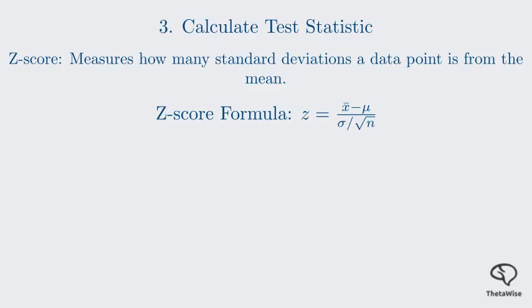The standard error is the population standard deviation, sigma, divided by the square root of the sample size, n. A large absolute value for z indicates that our sample mean is far from the hypothesized population mean, which would be evidence against the null hypothesis.